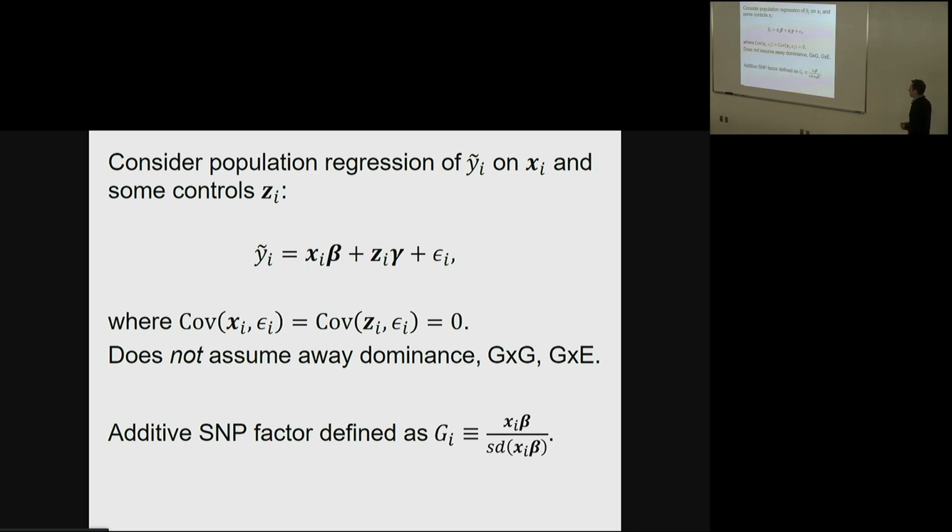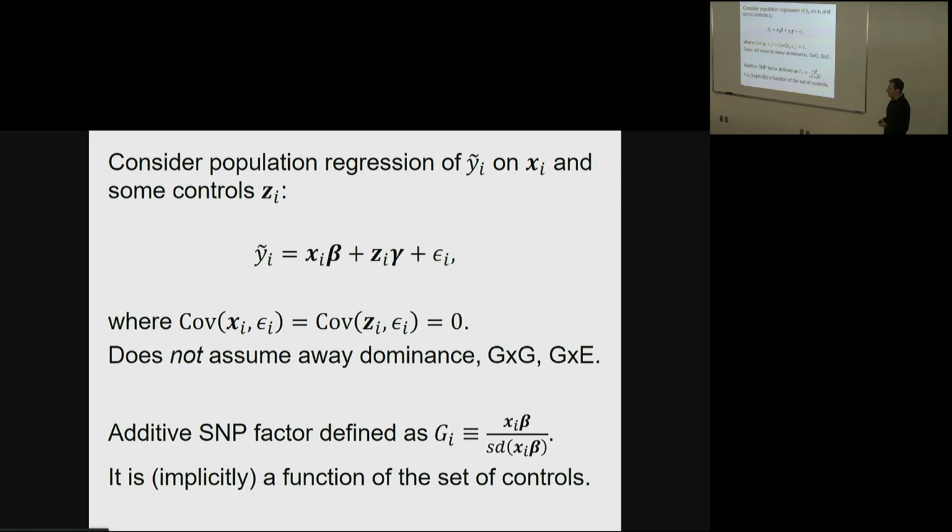There's a concept that goes by different names. Sometimes you hear the true polygenic index. I like the terminology additive SNP factor. When I use that term, what I mean is the genetic piece of this equation. But we usually standardize it so that it has variance 1. So I'm going to write this additive SNP factor as this genetic component of the phenotype in the additive model, divided by the standard deviation in the population.